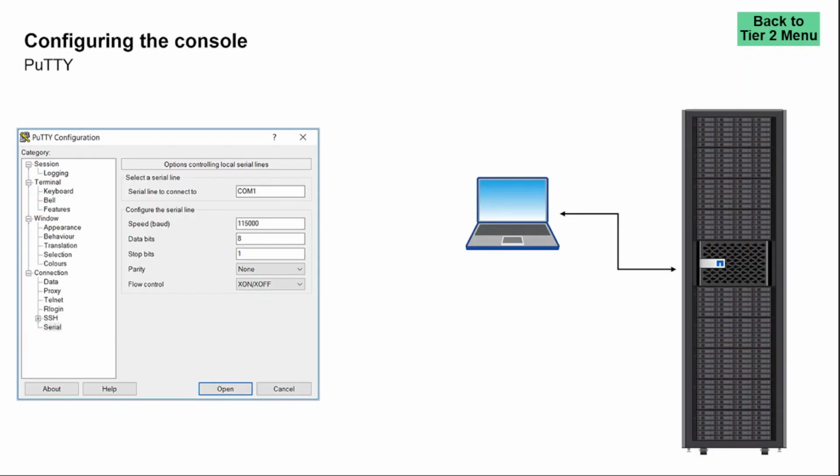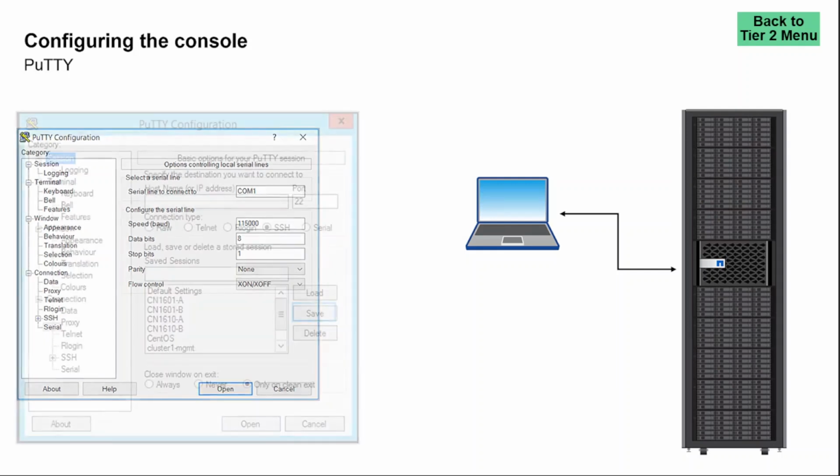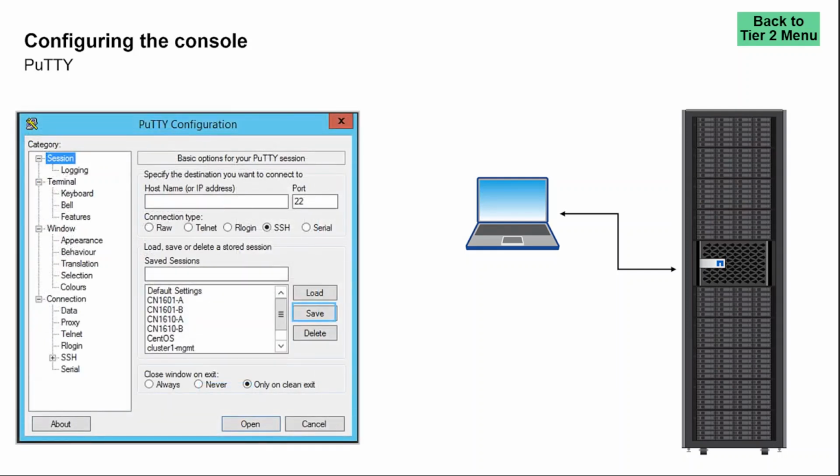To connect the storage controller to your laptop, use the appropriate adapter cable. Install any necessary drivers that come with the adapter before you connect your laptop to the controller. After you connect your laptop to the controller, you must configure a terminal emulator on the laptop. Start PuTTY and then at the bottom of the category menu, select Serial.